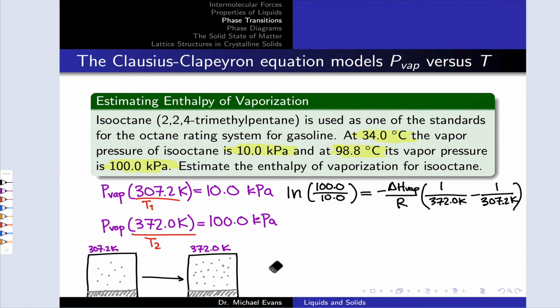To ensure that delta H of vaporization comes out in units of joules or kilojoules per mole, we're going to use 8.314 joules per mole per Kelvin for the value of the ideal gas constant, and when I plug and chug, I arrive at 33,800 joules per mole, or 33.8 kilojoules per mole for the enthalpy of vaporization for isooctane. And this is pretty typical of a normal liquid under typical conditions on planet Earth, something like tens of kilojoules per mole.